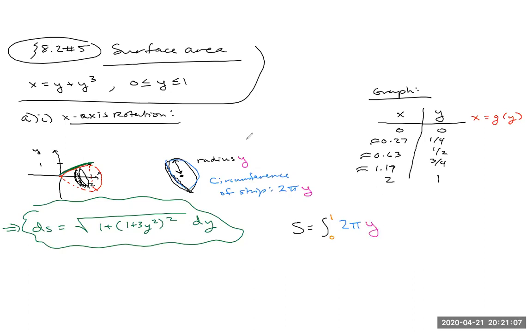Now again, remember in our general formula, we had a y here. Since x is given in terms of y, we're actually going to use radius y as just a y. You'll see the difference in the next part. And then we have our ds next door.